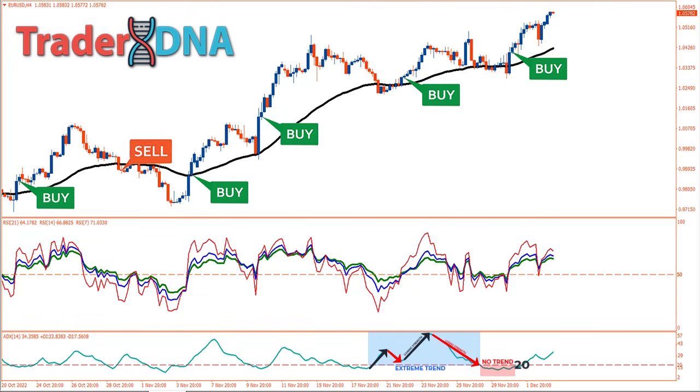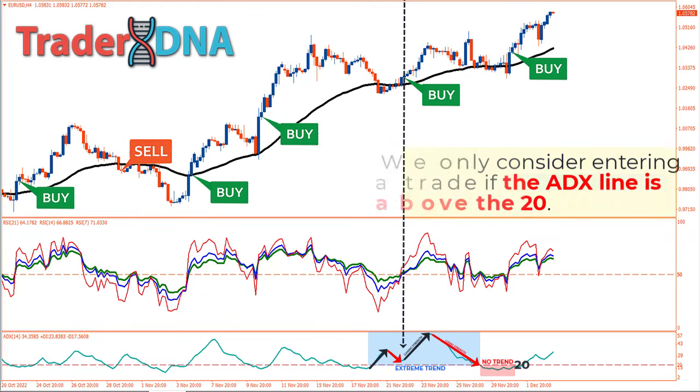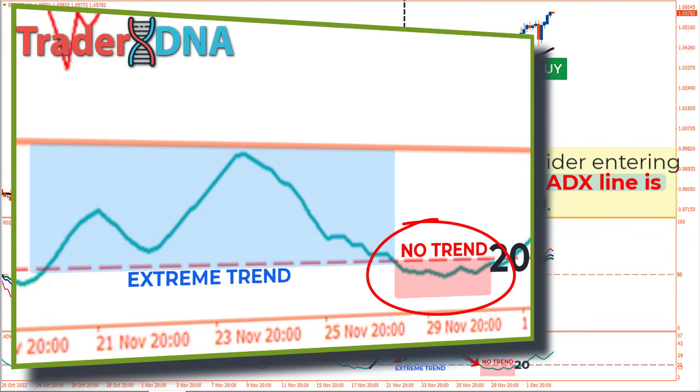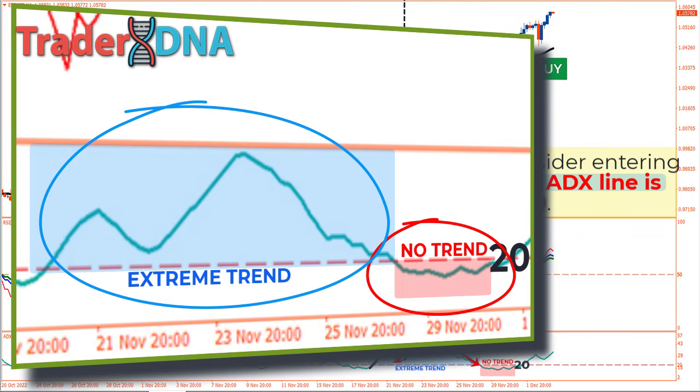Whenever we see the signal candle, we immediately look down at the ADX to see where the 14-period ADX line is. If the ADX line is below the 20, we do not trade, regardless of anything else. We only consider entering a trade if the ADX line is above the 20. The 20 line is our marker. Anything below the 20 line is a no-trade zone. Anything above the 20 line is a possible trade.